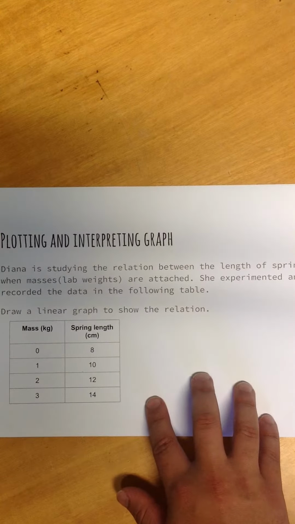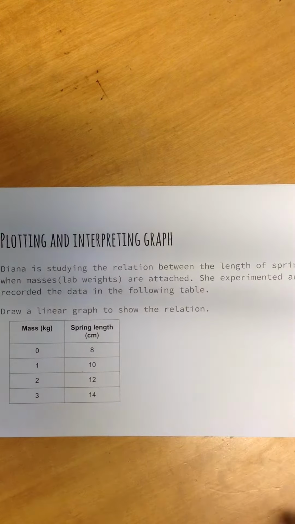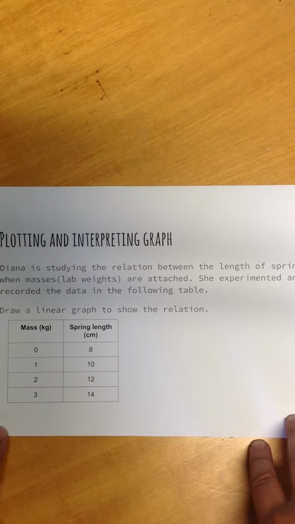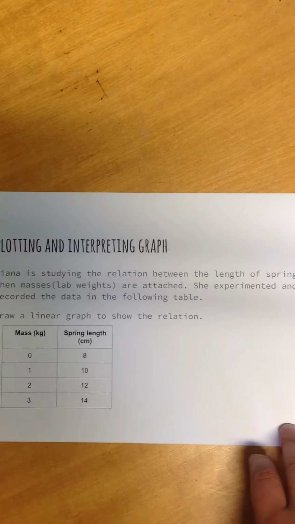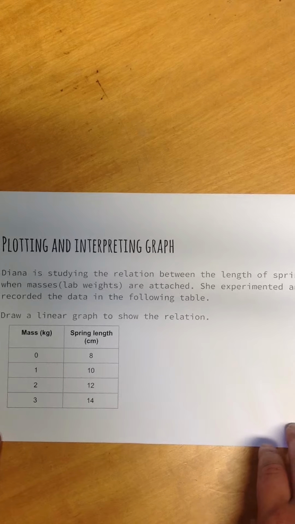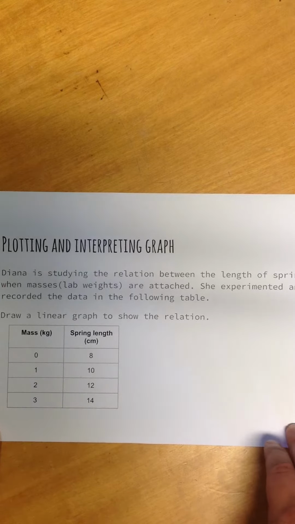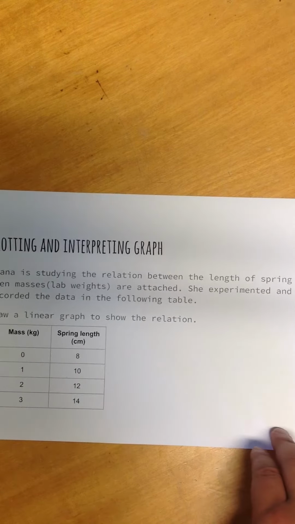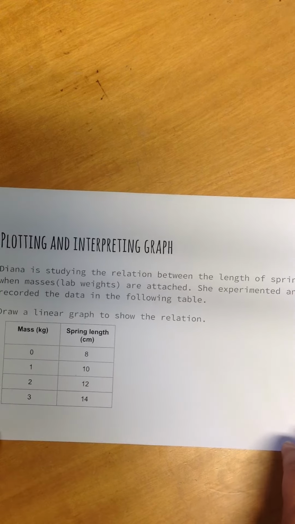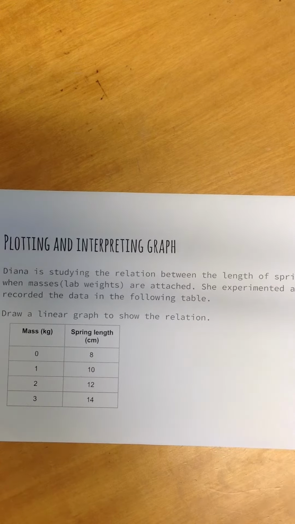So I do apologize for not fitting it in. So Diana is studying the relation between the length of a spring when masses or lap weights are attached. She experimented and recorded data in the following table. Draw a linear graph to show the relation.